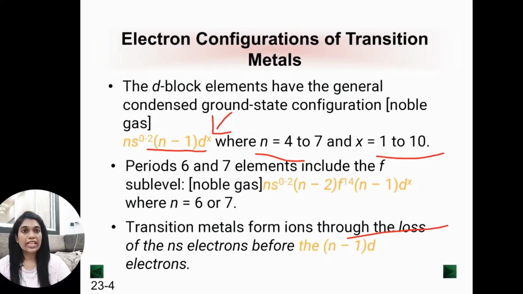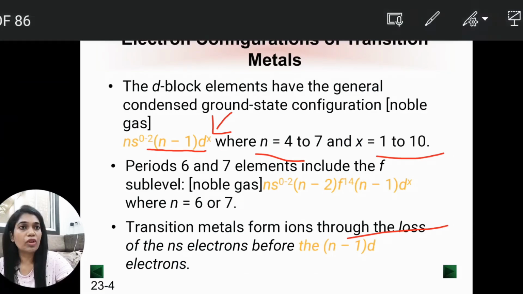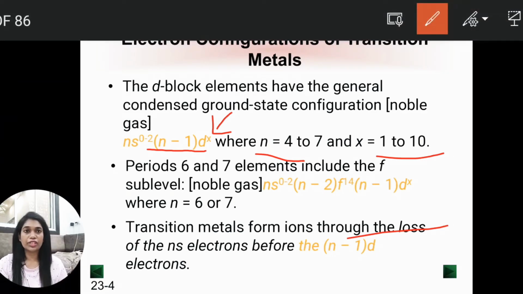So that's why the general electronic configuration is given as n minus 1. For all transition elements, the last electron enters the penultimate shell. So the electronic configuration is (n-1).